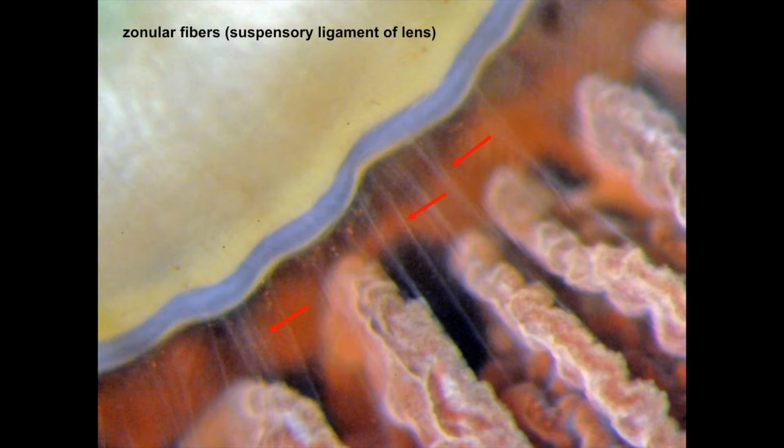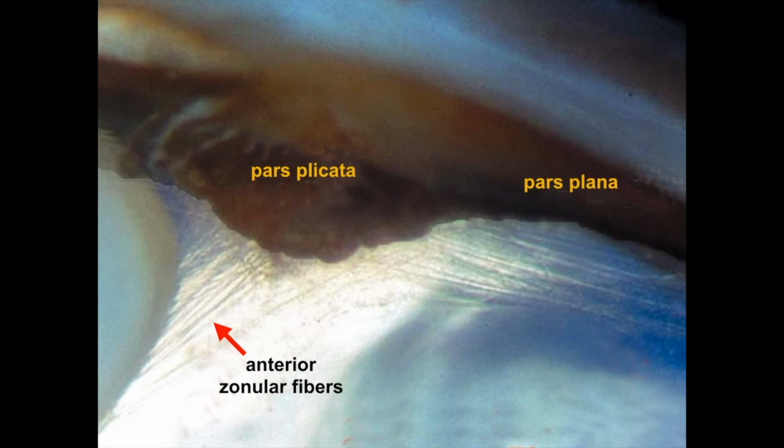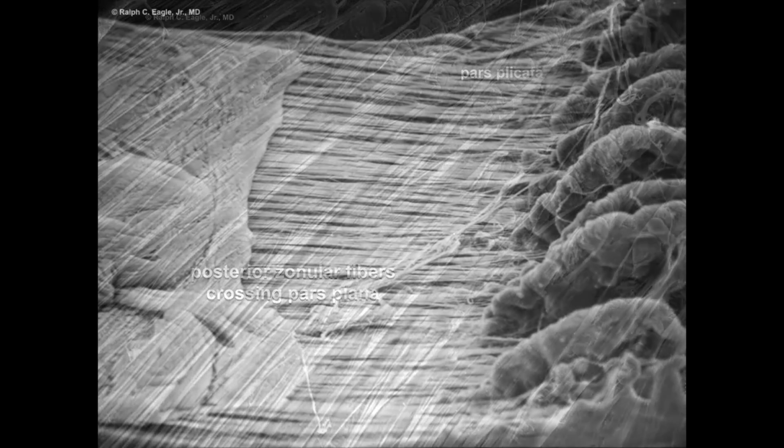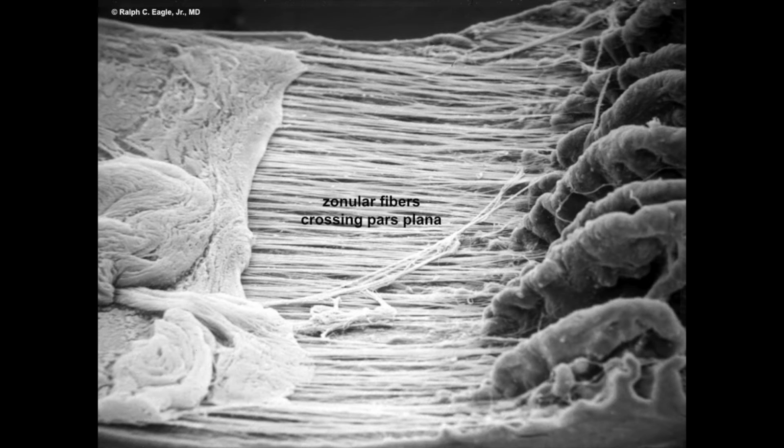Bundles of zonular fibers are seen bridging the gap between the lens and the pars plicata in these macro photos. A second posterior group of zonular fibers extends across the pars plana. These are highlighted by retroillumination in this macro photo. The posterior zonular fibers covering the pars plana are seen in this scanning electron micrograph.